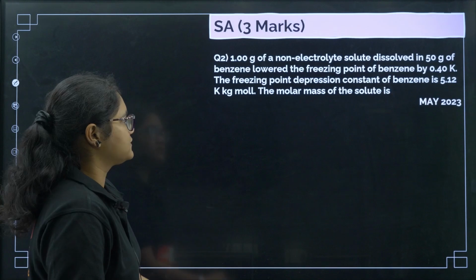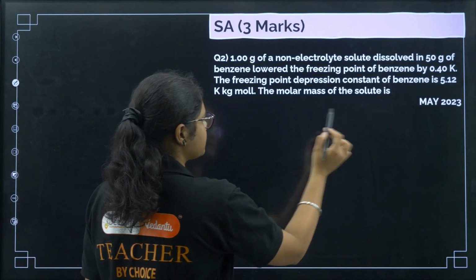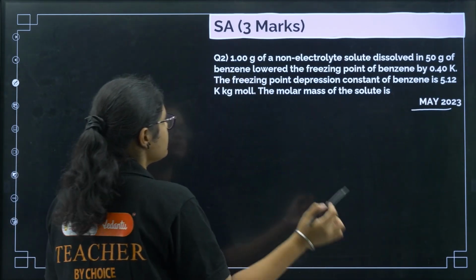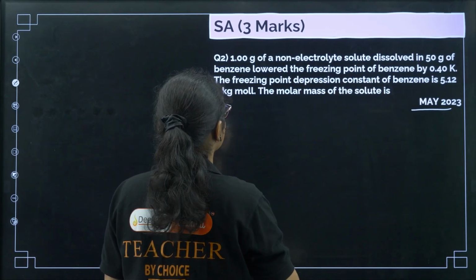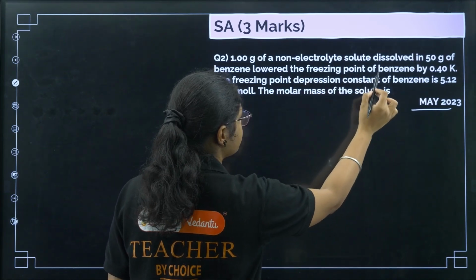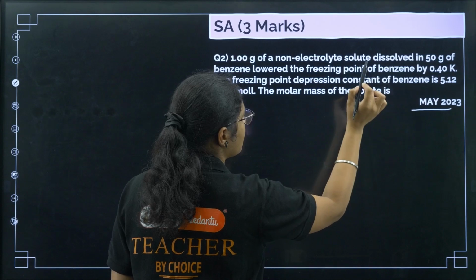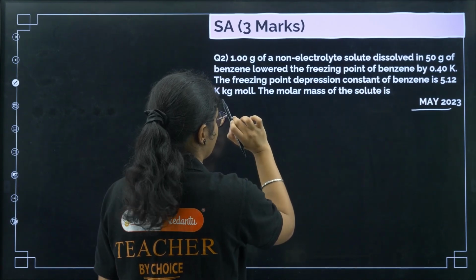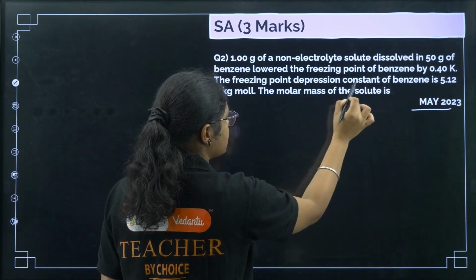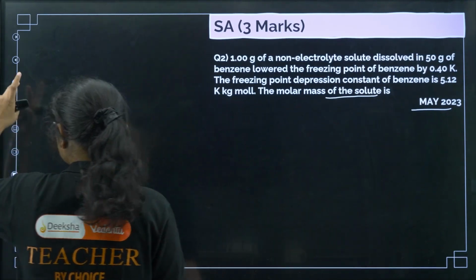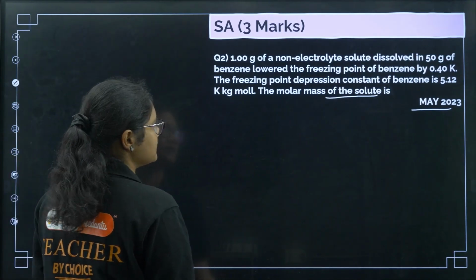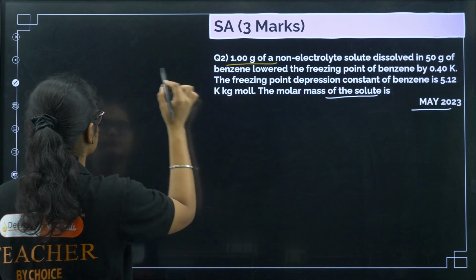Okay, next question. This question was asked in May 2023. Now 1 gram of a non-electrolyte solute dissolved in 50 gram of benzene lowered the freezing point of benzene by 0.4 Kelvin. Okay, the freezing point depression constant is given this much and the molar mass of the solute. So again you can see question is asked from the molar mass, right? So let us write 1 gram.